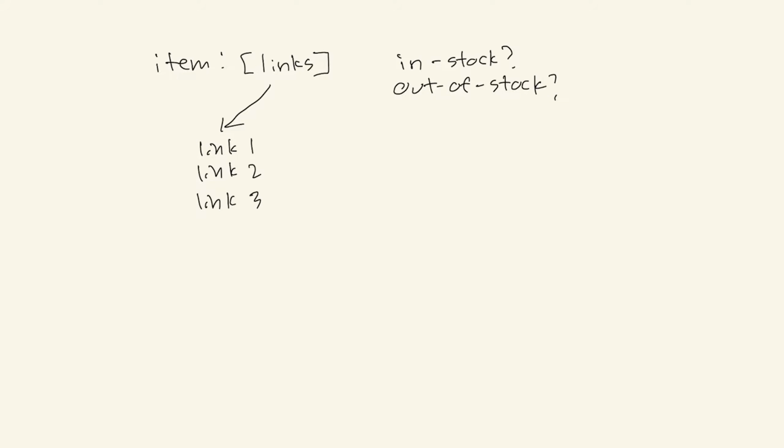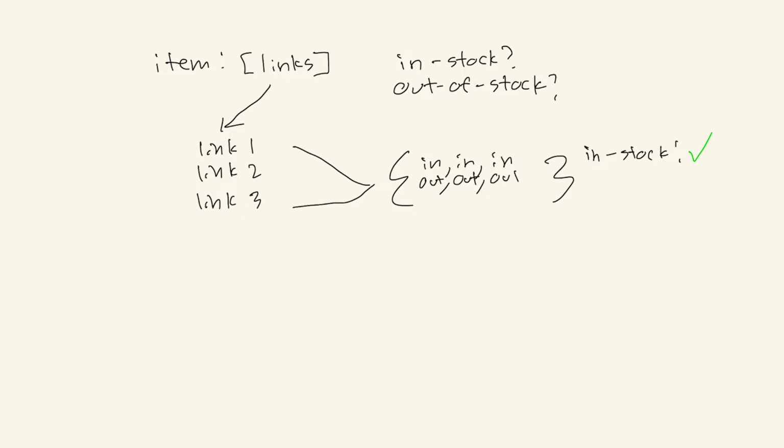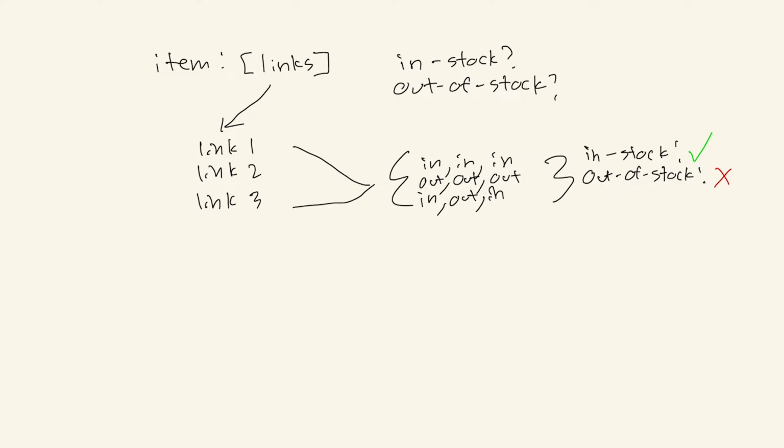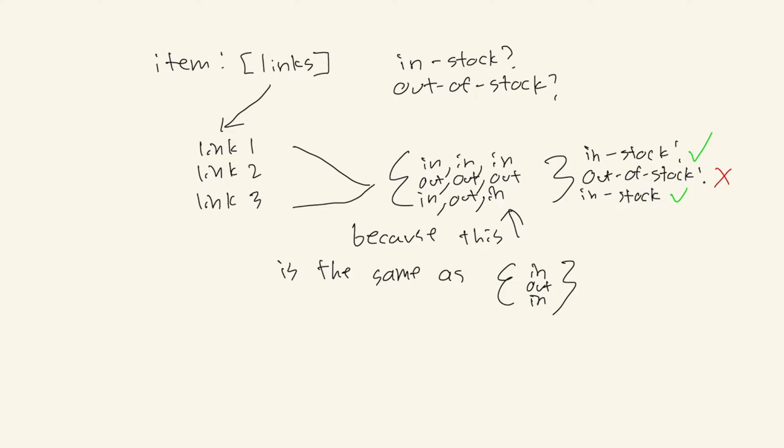If an item had an array of links, to show that something was in stock or out of stock, all you have to do is check the set containing every link output. In a set, there are no duplicate elements. So if all of the items were in stock, the set would say in stock. If all of them were out of stock, the set would say out of stock. If there were some in stock and some out of stock, the set will now contain two values. If the set contained two values, it would still be considered in stock. That was the logic flow I decided on.